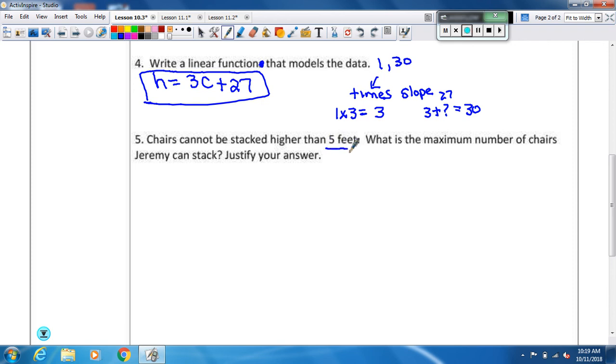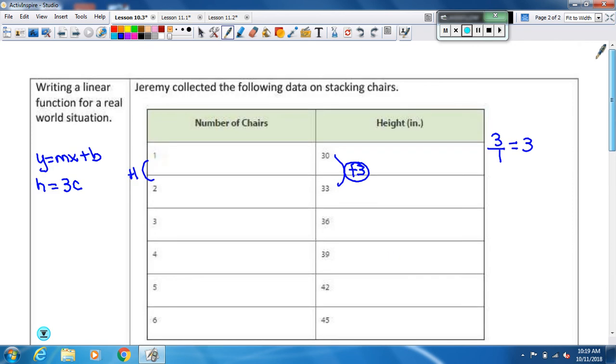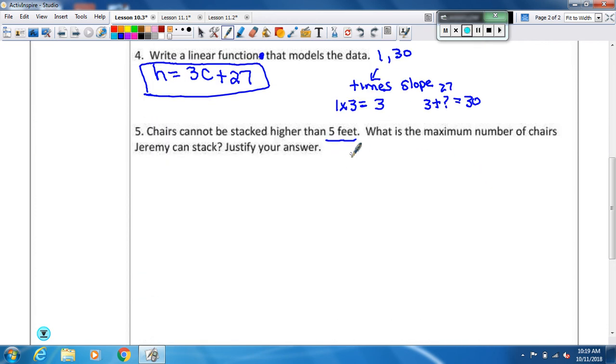However, you have to be careful because if you look at the table carefully, it's in inches. And we're talking about feet here. So first of all, before you do anything, change that to inches. So there's 12 inches in a foot. So 5 times 12 is 60. So we're talking about 60 inches max. So if the maximum number is 60, you're going to put a 60 over here, and then the rest of the equation after the equal sign stays the same, 3c plus 27.